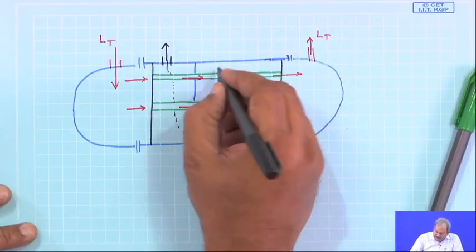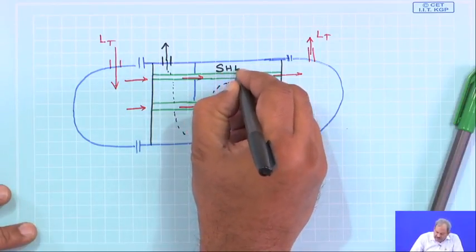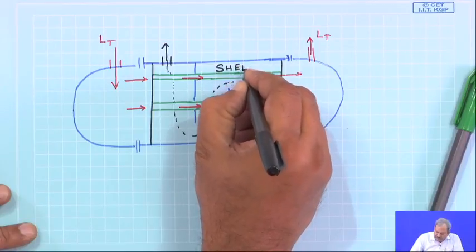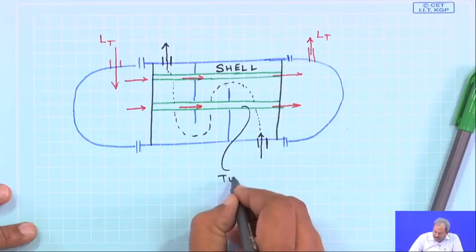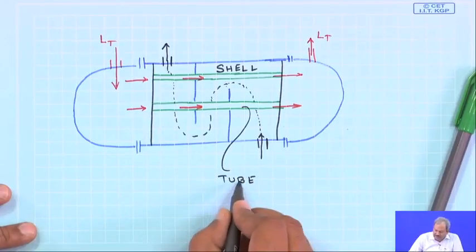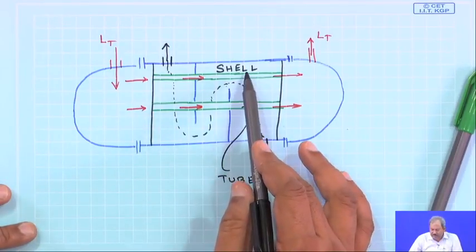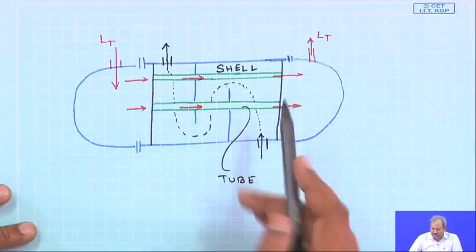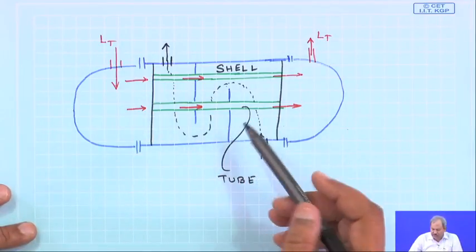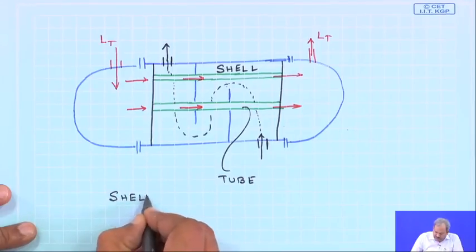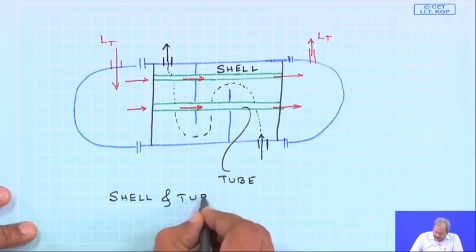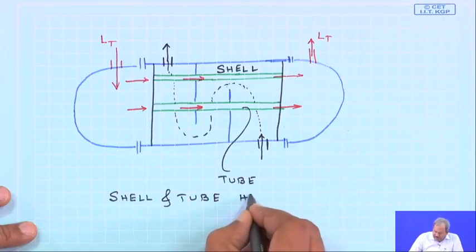So, this region is called the shell, and as you can imagine, these are called the tubes. Since you have a large number of tubes and maybe one or two shells, which I will show you later, these are called shell and tube heat exchangers.